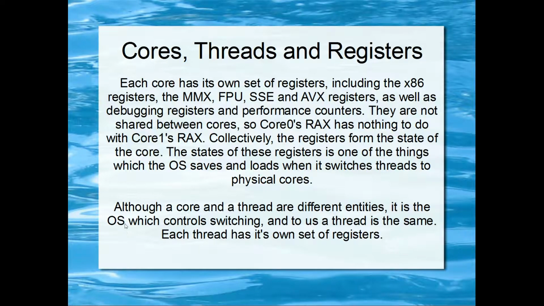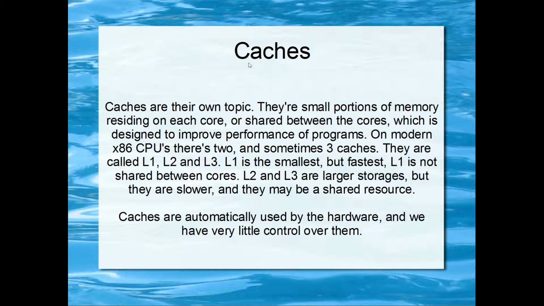Okay, I should probably mention that there is a difference between a core and a thread, but it's the operating system that controls when threads are switched on and off the core. So for us as programmers at this kind of high level, cores and threads are basically the same. When I write a program that splits into a couple of threads, I'm generally expecting that those threads will run on separate cores. But it is the operating system that decides that in the end.